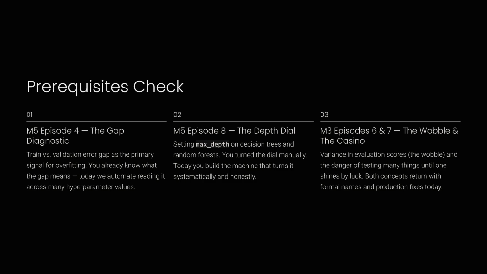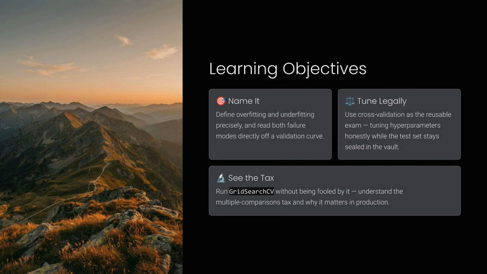To get started, we'll build on 3 key concepts: understanding the train validation error gap from episode 4, mastering hyperparameter tuning from episode 8, and recognizing evaluation score variance from our earlier casino discussions. Our goals are clear. Define overfitting and underfitting, use cross-validation for honest tuning, and understand the potential tax of comparing too many models in your search grid.